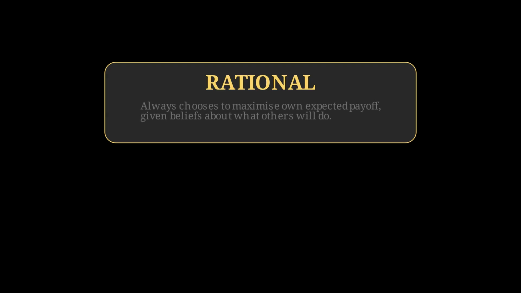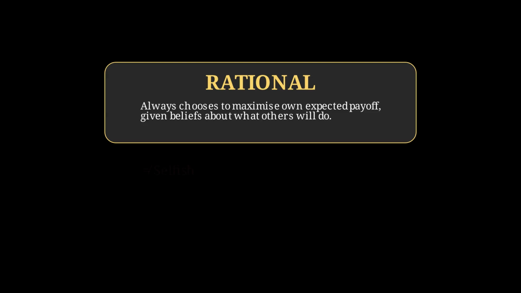Before we go further, we need to be precise about one word, rational. In game theory, rational means exactly one thing. A player always chooses the strategy that maximizes their own expected payoff, given their beliefs about what others will do. Consistent preferences. Forward-looking. No random errors.